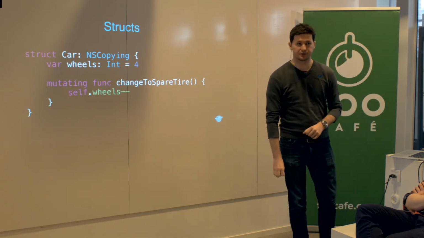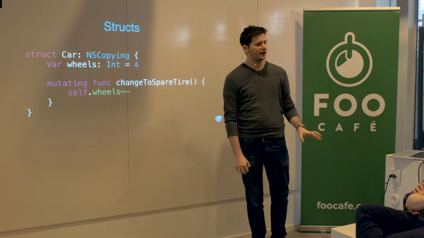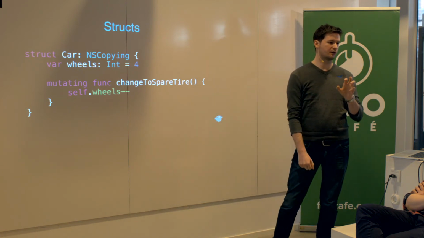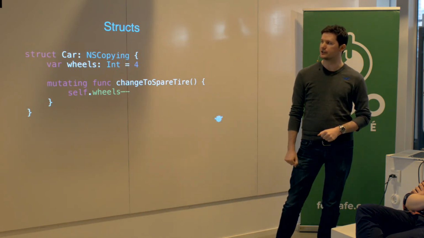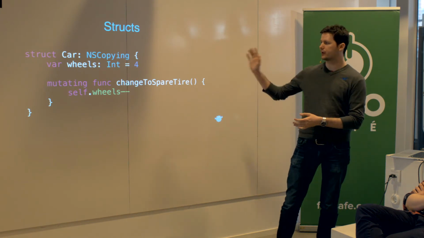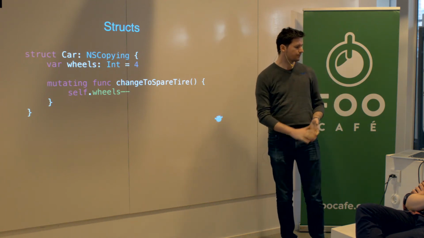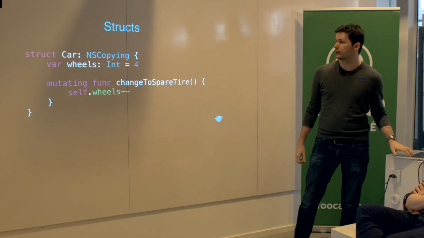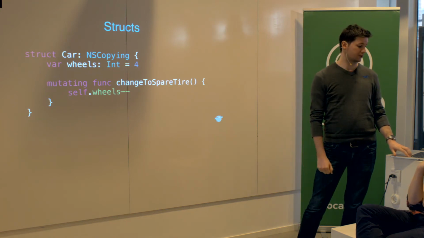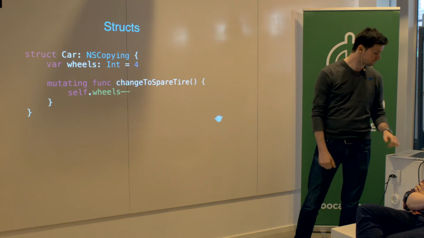And structs, just like arrays and strings and dictionaries, become immutable if they're stored in a let constant. So it's very easy to use this immutability thing just by defining it in a let constant when you use them. And they're stored as value types, so they're copied every time you use them, which as well is very powerful if you know what you're doing.